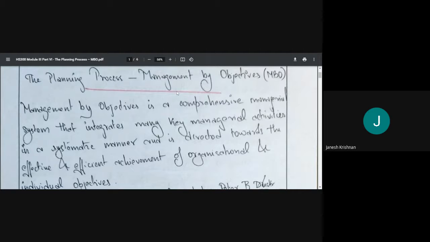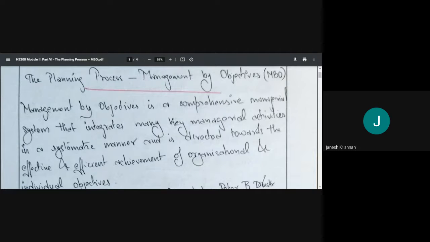Okay, so in the previous classes we were discussing the planning process, how the planning process is carried out. One such method is management by objectives. It's a planning technique, right? As you can understand from the term itself, it is management by objectives.